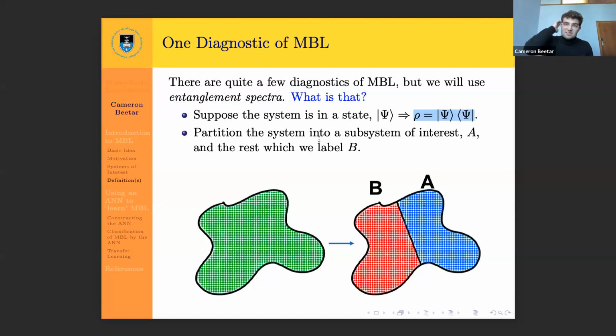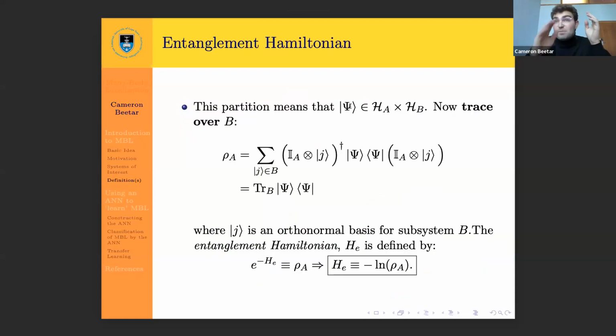Now I partition the system, so I cut it in some way, and I have a system of interest, which we'll call A, and a system that I am not really interested in, and I want to see if it acts as a reservoir, which we call B. By performing that partition, I've now separated psi into being an element of the product Hilbert space, subspace A and subspace B. Now I trace over the degrees of freedom of B to get the reduced density matrix for the A subsystem. From that, I get what's called the entanglement Hamiltonian, which is related to the reduced density matrix via this relation.